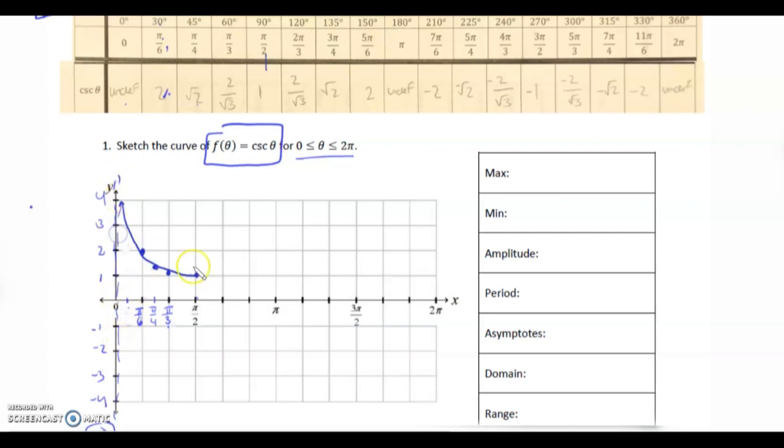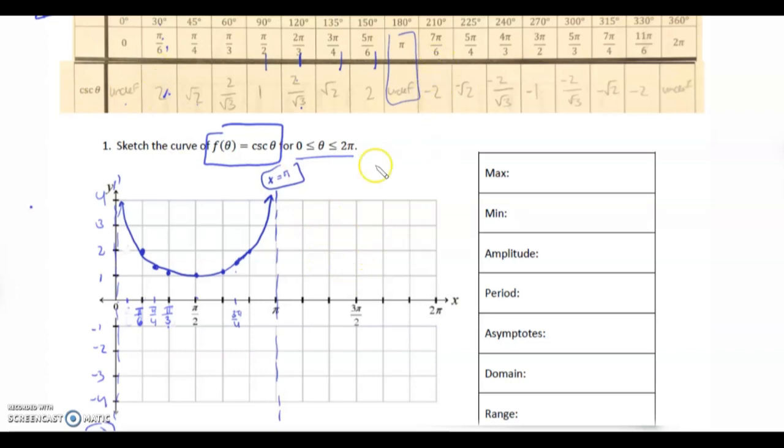Remember there's that vertical asymptote here. 2 pi by 3 and 2 over root 3, which is that 1.1 again. 3 pi by 4 and root 2. So this is going to be 3 pi by 4. And then 5 pi by 6 and 2. And then at pi, we have undefined. So again, we have another vertical asymptote at pi, so that's x equals pi. We're going to approach that like this.